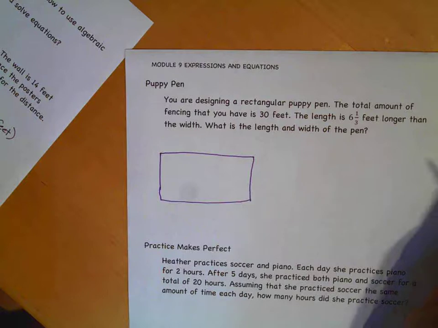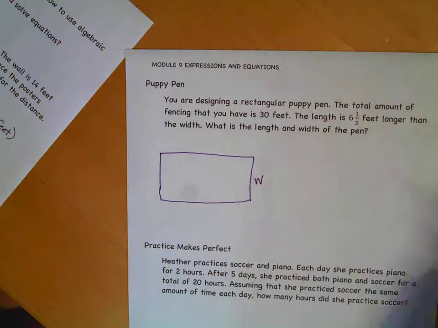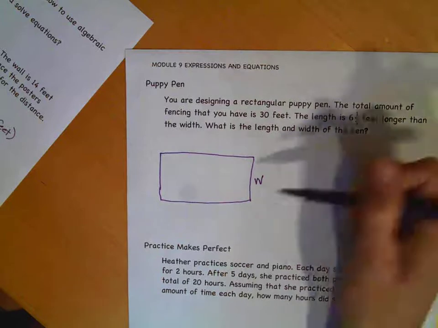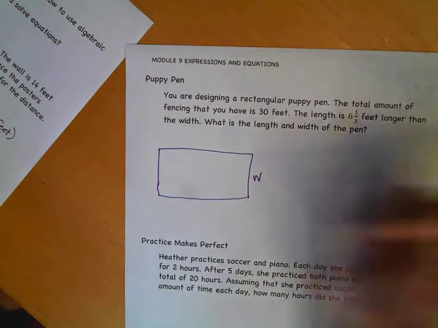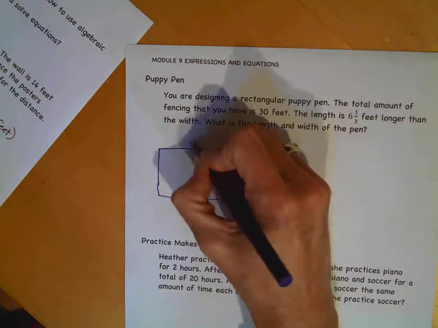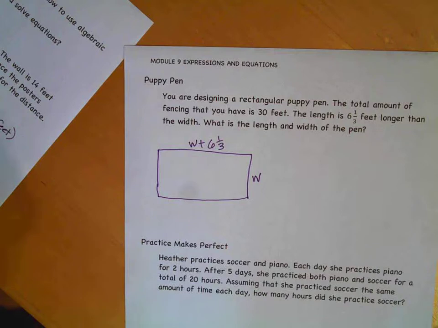Susie's would be X, and then mine would be X plus 7 because mine is 7 longer. Oh, well, that's not bad. So then the width, we'll use W for width. So there's the width, but it says that the length is 6 1/3 feet longer than the width. So this is really the width plus 6 1/3. Okay, so that's not horrible.